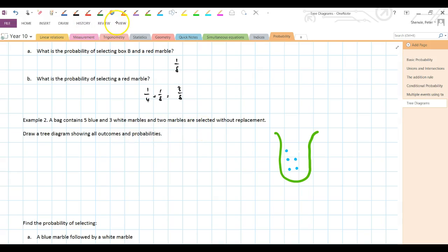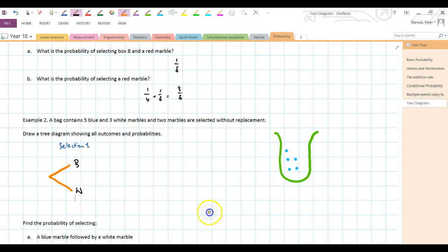Okay, so let's get our tree diagram going. So from the outset, what are our options? So what we're looking at here is 2 marbles are selected. So this will be selection 1. And then the second branch, so selection 1 could be a blue or a white. Right, they're my possibilities, aren't they? There's only 2 colours in the bag.